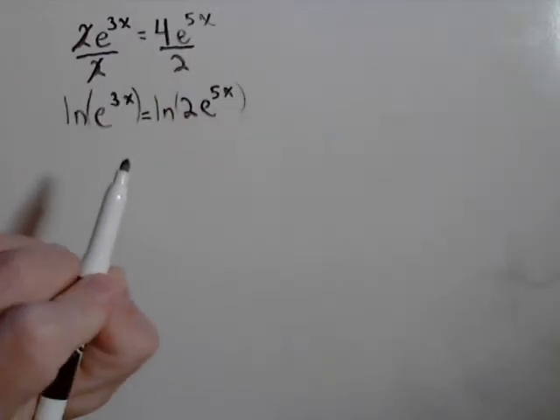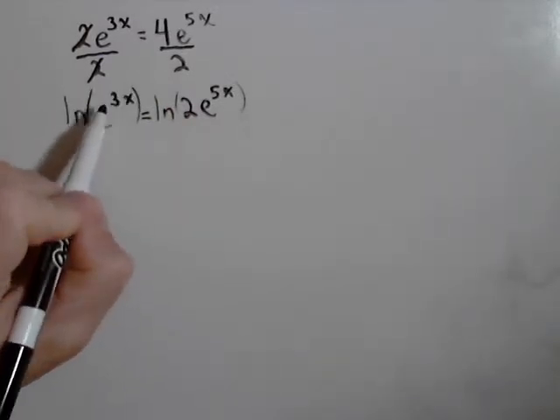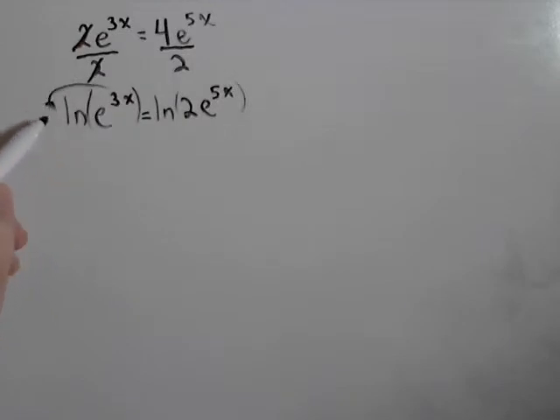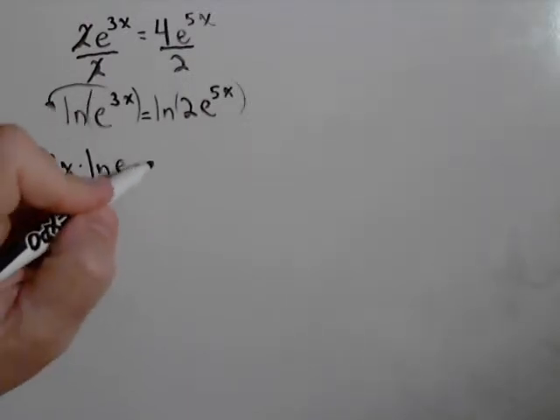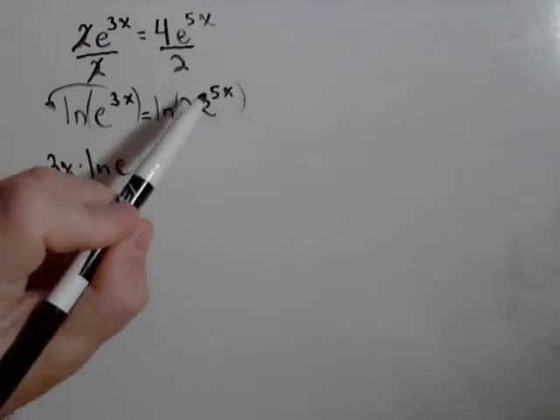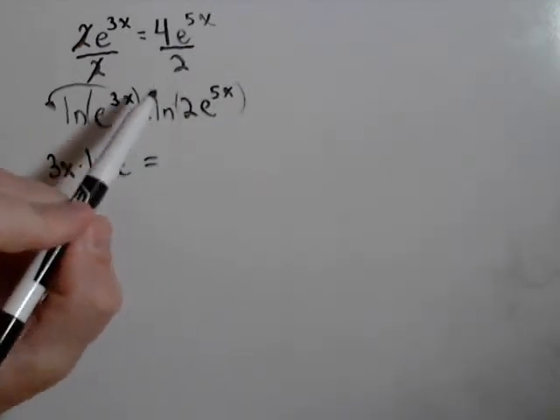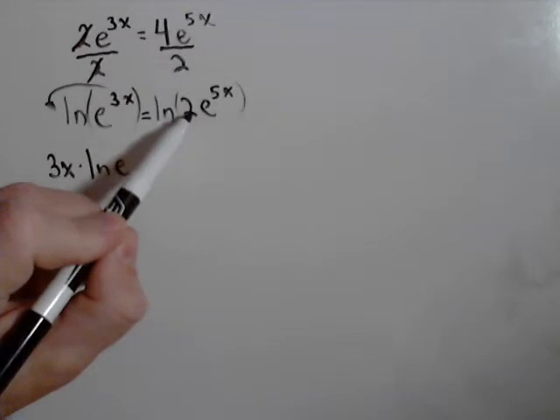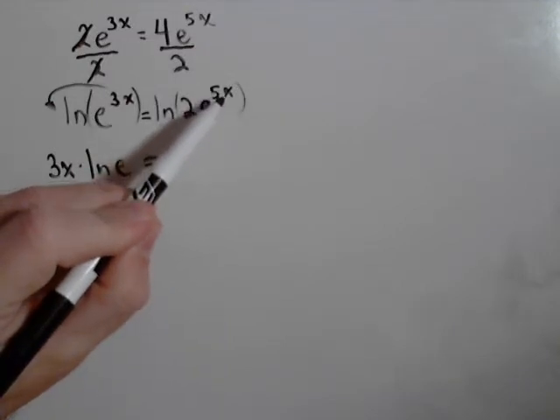Okay. Now on the left hand side it works out pretty nice. We can pull this exponent out front. We get 3x ln of e, or if you're familiar with the inverse properties of logs, it's actually just 3x because ln of e is 1. Now over here, and this is a common mistake, I cannot pull the 5x out in front right now. The 2 is not being raised to the 5x.